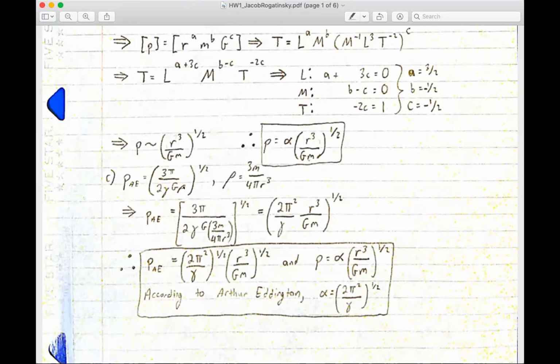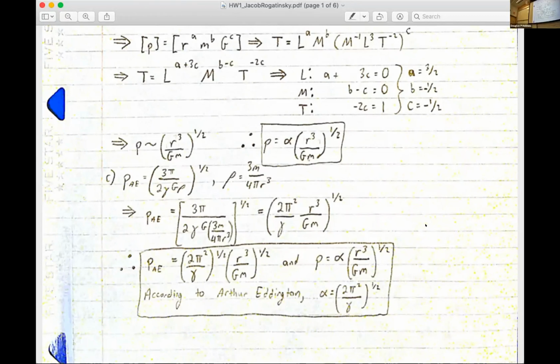So then I plugged that into his equation and simplified it, and we get this equation where the period equals the square root of 2 pi squared over gamma times r cubed over GM. And we can simplify that further to say that Arthur Eddington's period equation is equal to our equation, alpha times (r cubed over GM) to the 1/2, where alpha in his equation is (2 pi squared over gamma) to the 1/2.